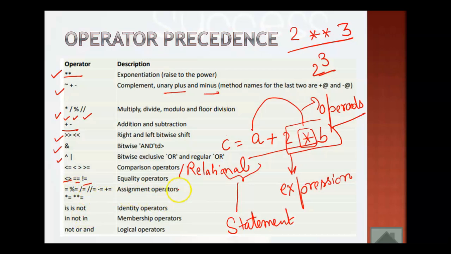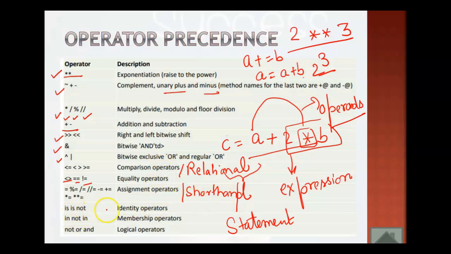Then we have the assignment operators, which are also called shorthand operators. So equal, then modulus equal, then divide equal. If something is written like a plus equal to b, this means a is equal to a plus b. So we are finding the addition of these two values and storing it in variable a again. This is a shorter way to write this complete expression, so we call it a shorthand operator.